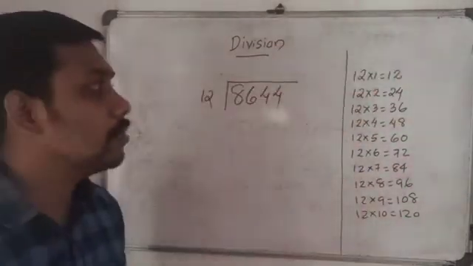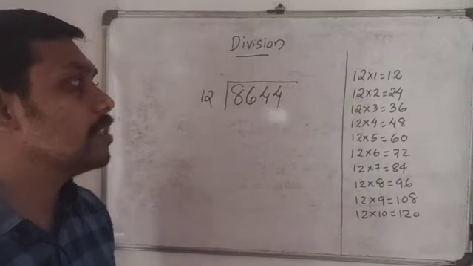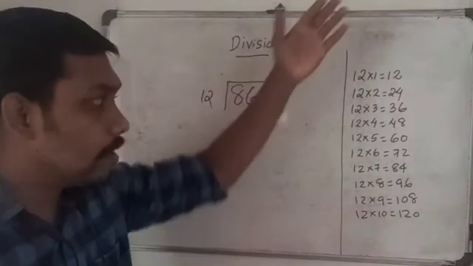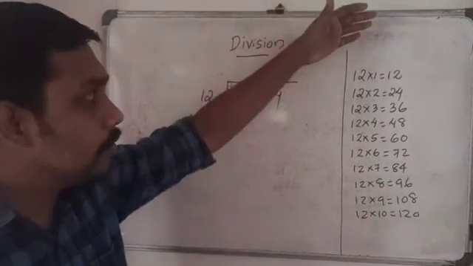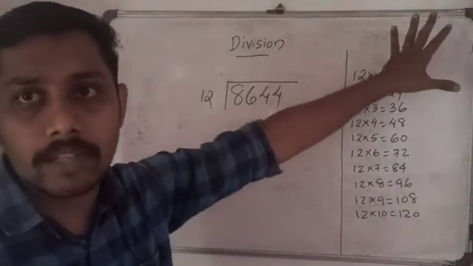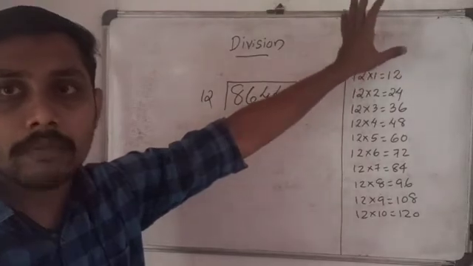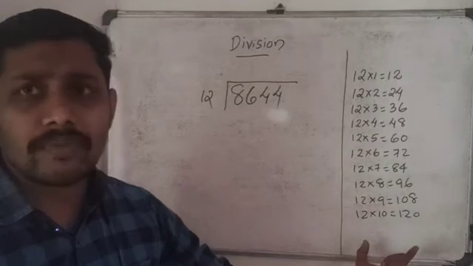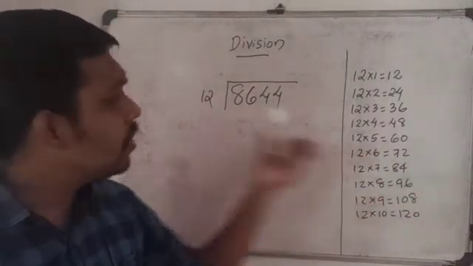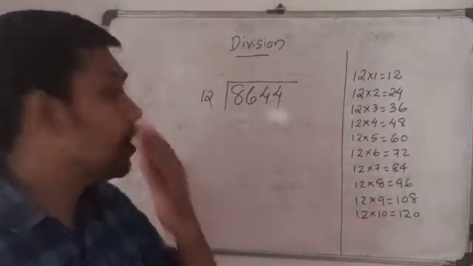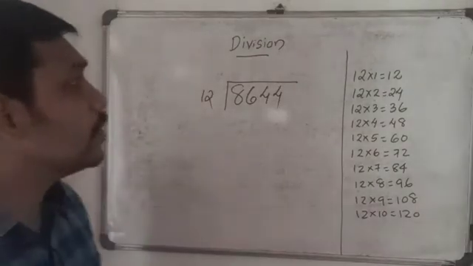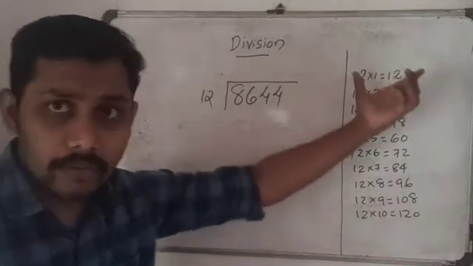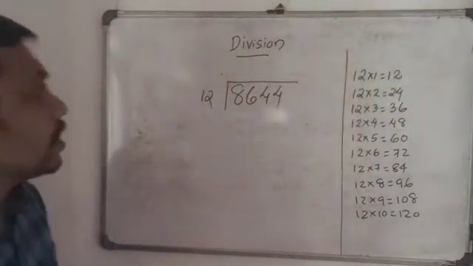That is 12 ones are 12, 12 twos are 24, 12 threes are 36, 12 fours are 48, and again 12 fives are 60. And I know that you know how to find the multiples of a given number. Just multiply the number with 1, 2, 3, etc. to 10. If you write the multiples of the divisor, it will help to divide the number very easily.